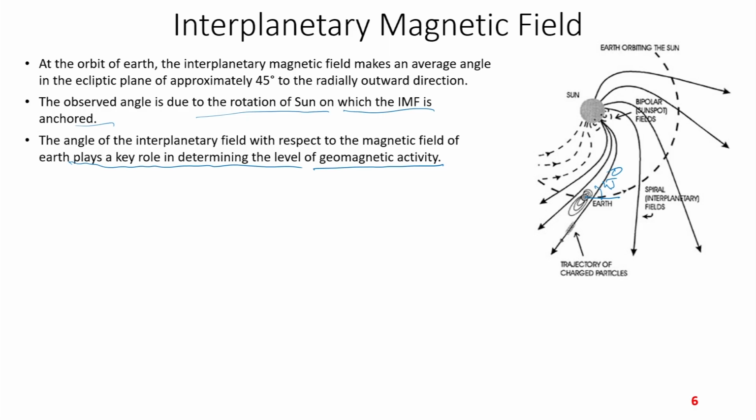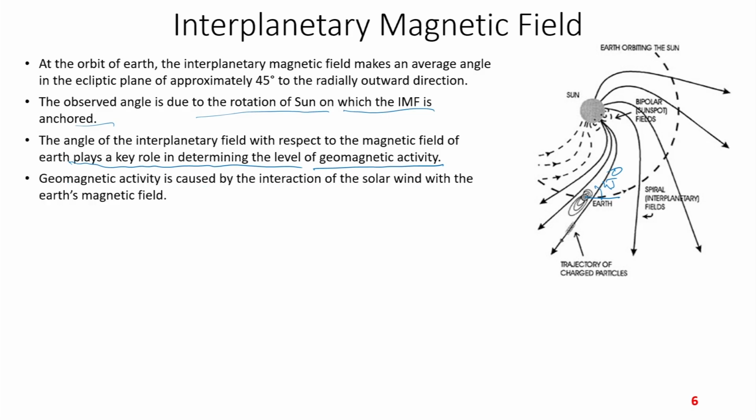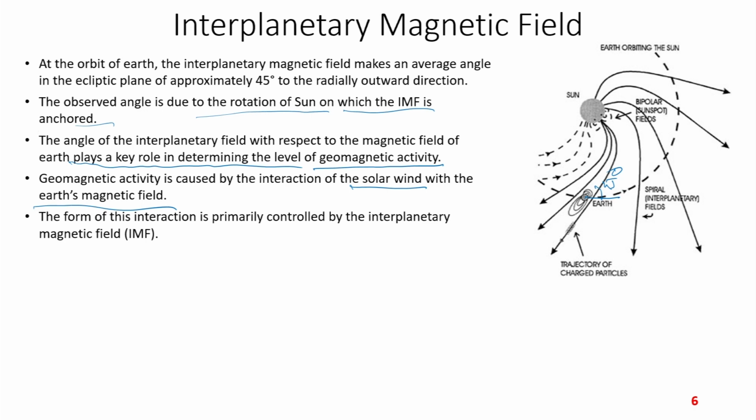We will define terms like geomagnetic storm and geomagnetic substorm, and we will tell you how geomagnetic storms affect space weather as well as interaction with spacecraft. Geomagnetic activity is caused by the interaction of the solar wind with the Earth's magnetic field. This is also a topic we will discuss in a little more detail in the subsequent classes. The form of this interaction will be controlled by the interplanetary magnetic field.